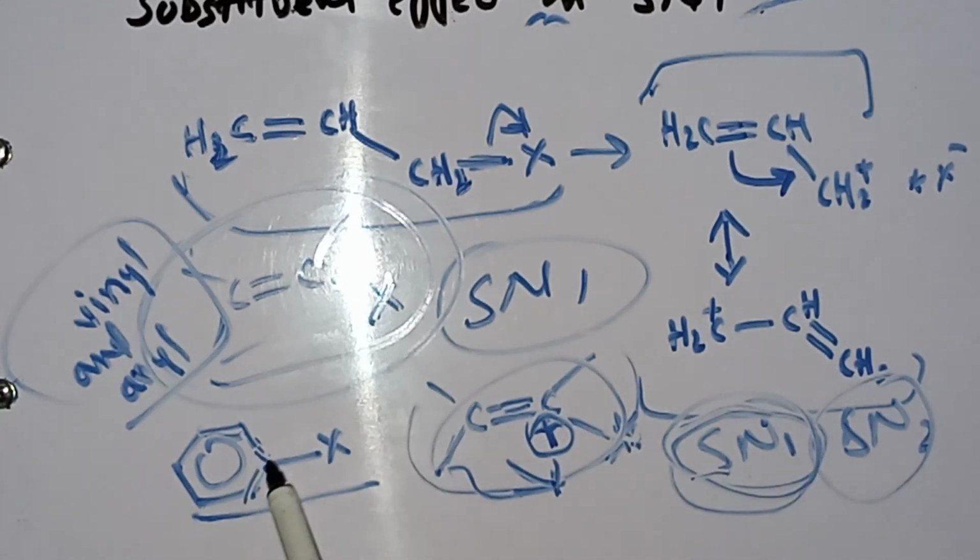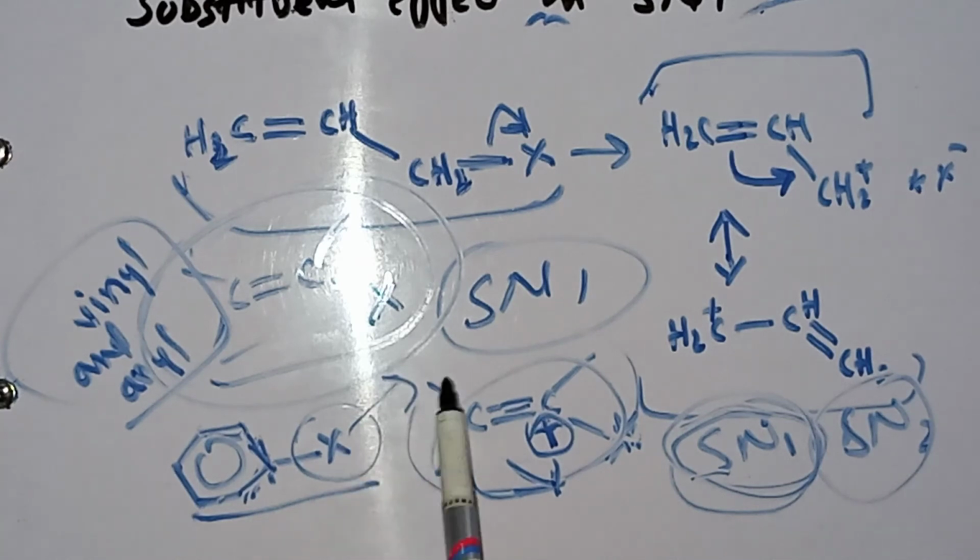Similarly, aryl is also very unstable when the halide ion is removed from the system. Due to this instability, the system cannot undergo Sn1 or Sn2 reaction. These are some factors of the substituent effect on Sn1 reaction. I hope this point is clear. If you have any confusion or question, you can ask me in the comment section.